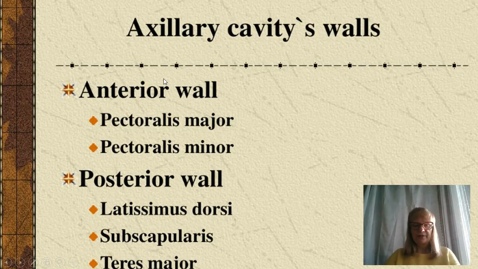Then the axillary cavity has walls. It has four walls: anterior, posterior, lateral, and medial. The anterior wall is composed by two superficial muscles of the thoracic cage, pectoralis major and pectoralis minor. The posterior wall is composed by one muscle of the back and two muscles of the pectoral girdle: latissimus dorsi, first one, subscapularis muscle, and teres major.